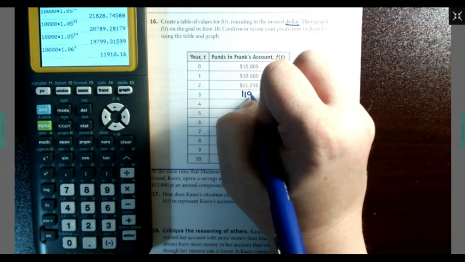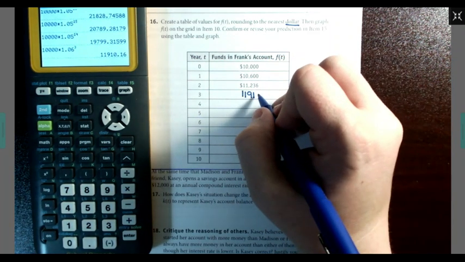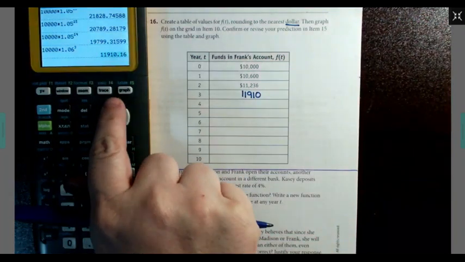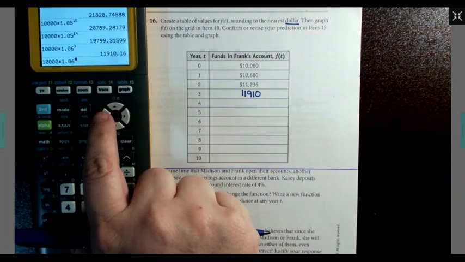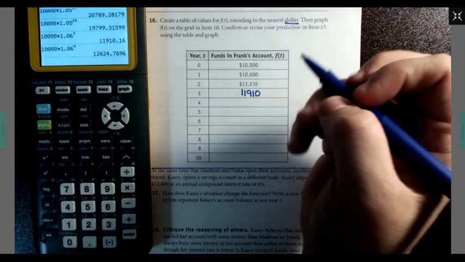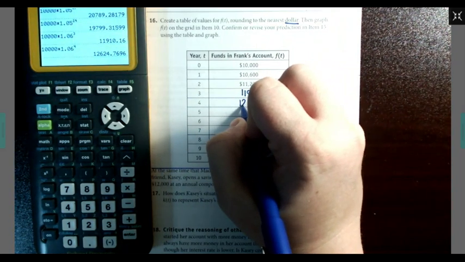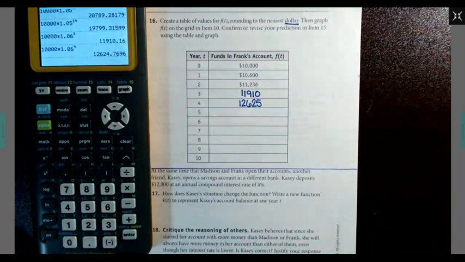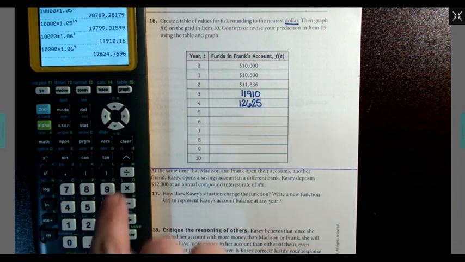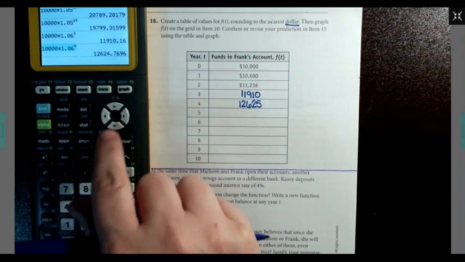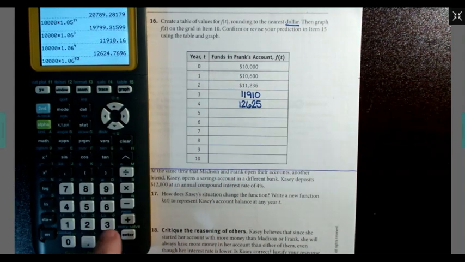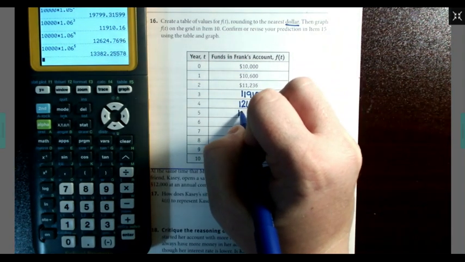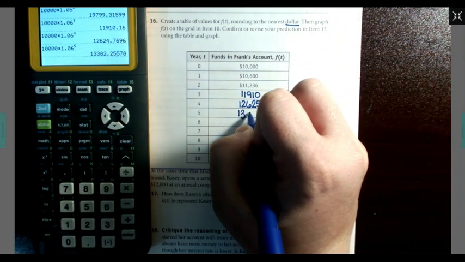Rounded to the nearest dollar is going to be $11,910. I'm going to pull this same expression, and this time I'm going to raise it to the fourth power. This is going to be $12,625. Go back up here. Now we're going to change our 4 to a 5. I've got 13,382.